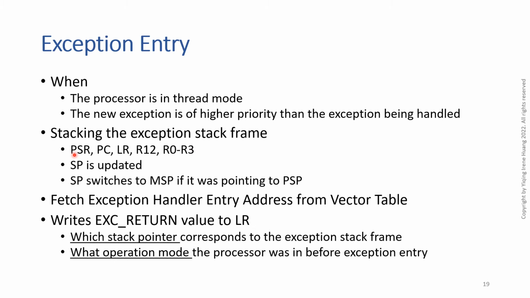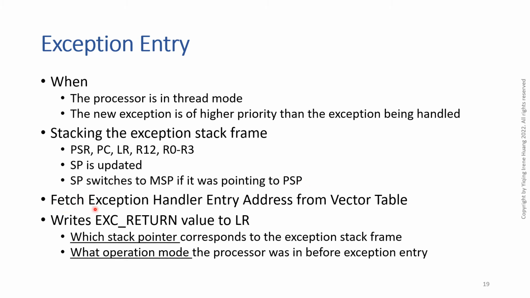And these 8 registers are the program status register, PC, LR (the link register), R12 (the intra-procedure call scratch register), and R0 to R3. These 4 registers are usually for the C function input arguments. And then the current active stack pointer is updated because we pushed these 8 registers. Then if we are using PSP, the SP is switched to MSP. However, in this lab we never use PSP, so we're always using MSP, and this step doesn't happen.